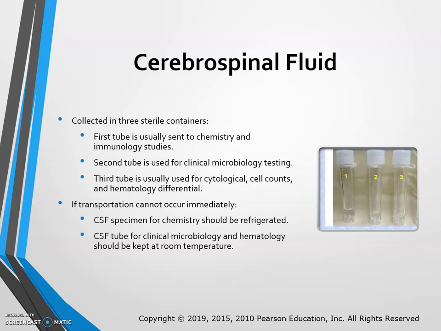They're collected in 3 sterile containers, less than 1 ml each. The first tube is usually sent to chemistry and immunology studies. The second tube is used for clinical microbiology testing, and the third tube is used for cytological cell counts and hematology differentials, as shown here.